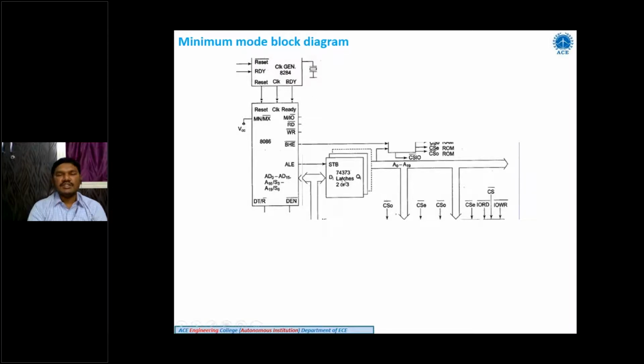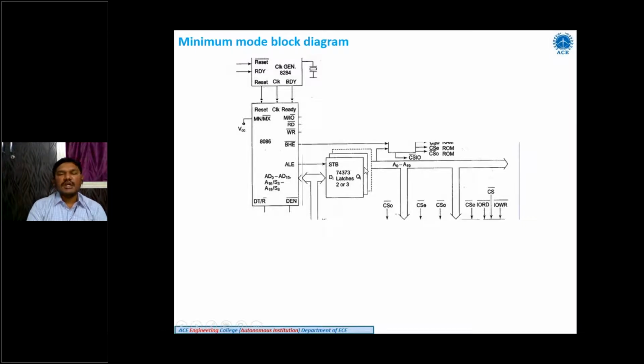Here you can see that the address is coming from the latches, and there are 3 latches, 1, 2, 3, because one latch can store 8 bits of data. Here they are giving 2 or 3. 2 means 16 bit, 3 means more than 16. 20 address lines are there, so that's why they are taking 3 latches here.